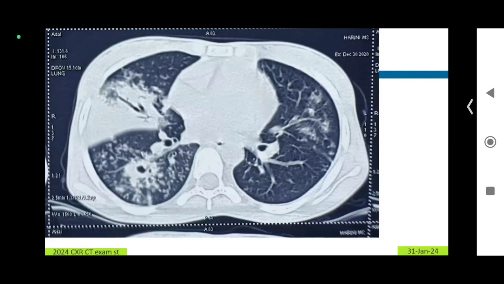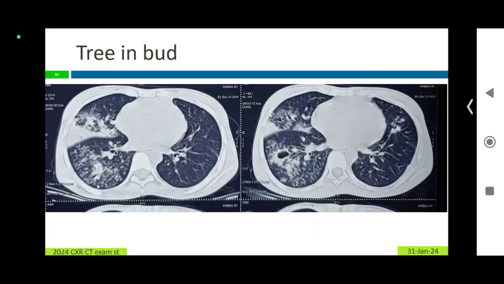This is a child with TB. Many times you would have heard about or read about tree in bud appearance. These are all the tree in bud appearance. A bud with 2 leaves, not retiling. It is a bud with 2 leaves. That means it is an active infection. Okay, that is meant by tree in bud appearance. This happens usually with active infection like TB.